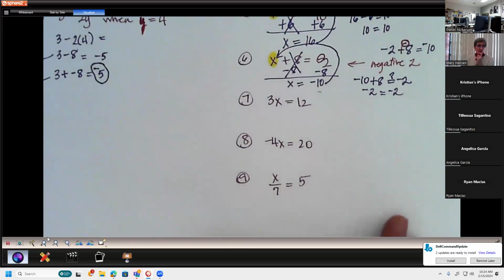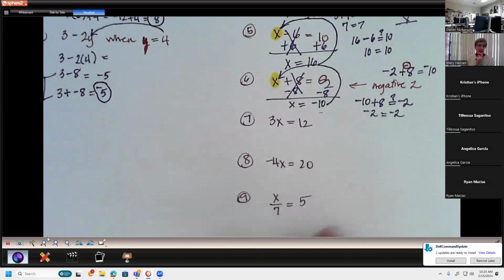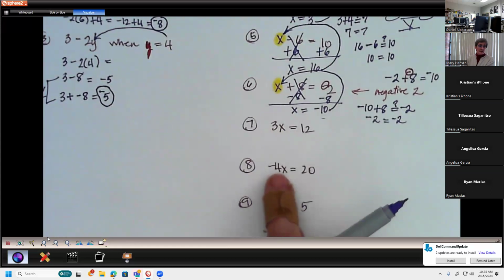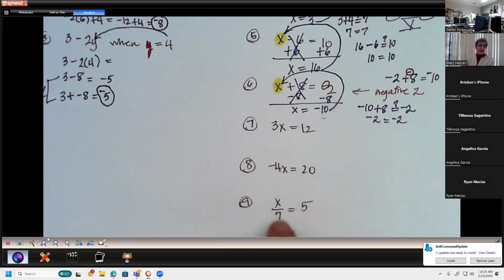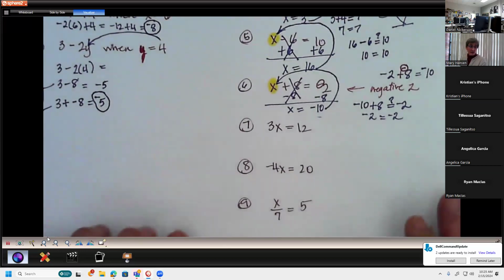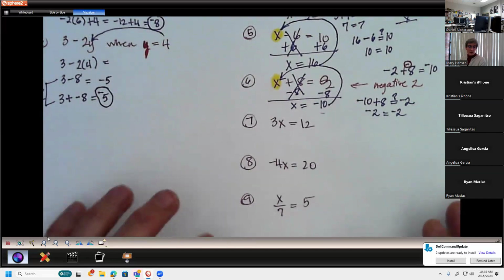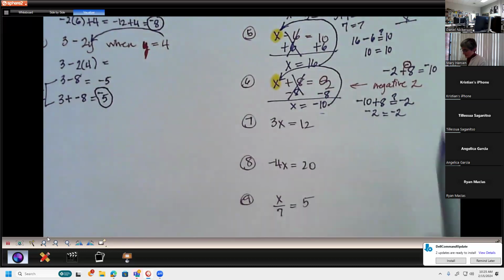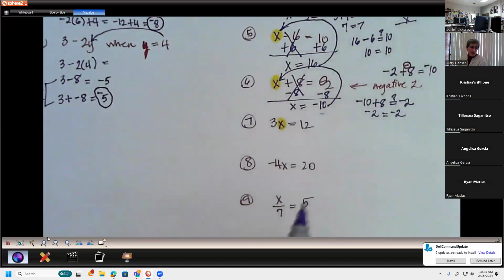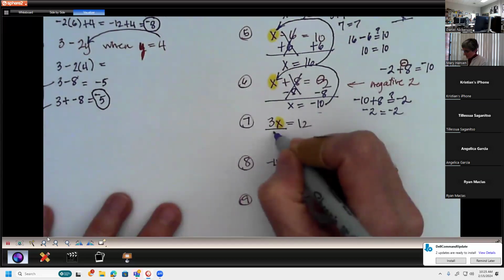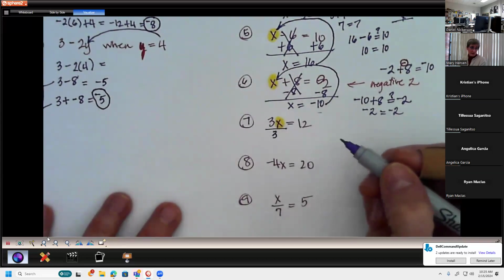So 7, 8, and 9 are different in that instead of adding and subtracting things, we are multiplying something by the variable in 7 and 8. And in 9, we're dividing the variable by a number. And so we are going to do, again, opposite or inverse operations that will undo each other. In number 7, I want X again by itself. And that means the 3 has got to go away. Okay. 3 is being multiplied by X.